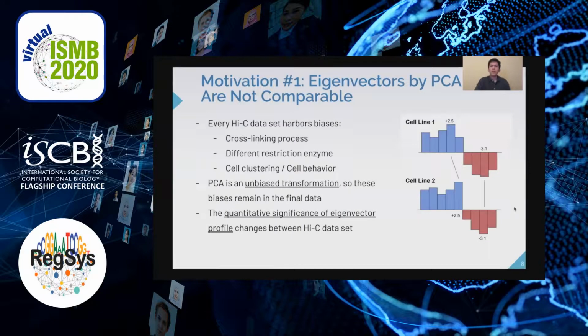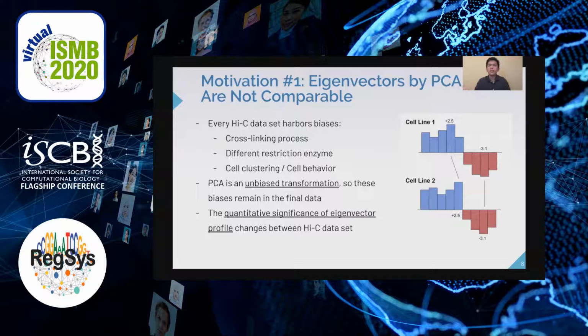So to begin, the primary motivation of our application is that eigenvectors by PCA are inherently not comparable. So to sort of conceptualize what I mean by this, let's say I have these two different cell lines or two different HiC datasets. For each one, I have these compartment signals. As you can see, there are two bins with matching values here, positive 2.5 and negative 3.1. However, even though these bins have compartment values that have the same sign and the same magnitude, they don't necessarily reflect the same degree of compartmentalization.